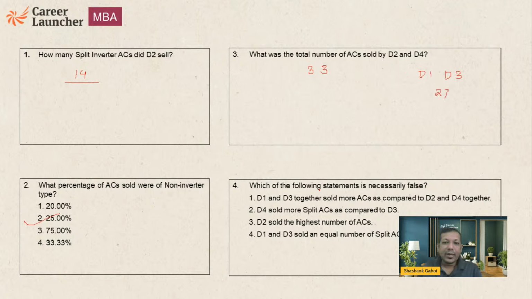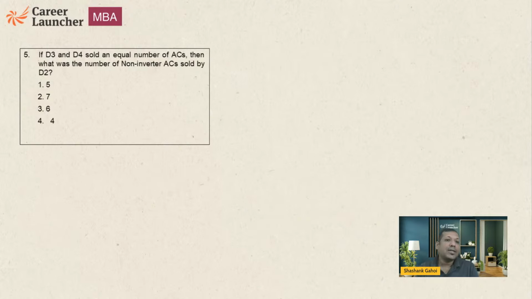Okay. Now this says which of the following statements is necessarily false. Okay. D1 and D3 sold more ACs than D2 and D4 together. That itself is false because D1 and D3 is 27, D2 and D4 is 33. So definitely this statement is false. So the answer of this question is going to be option 4. Now let's start this one.